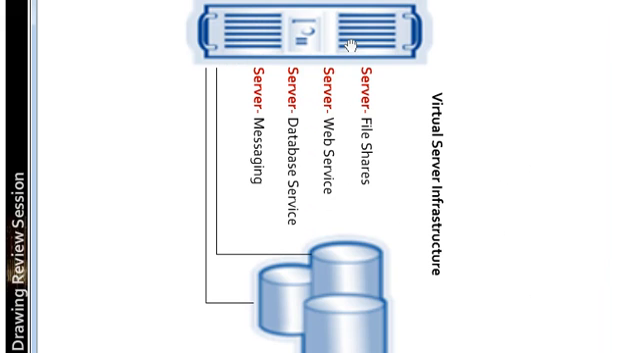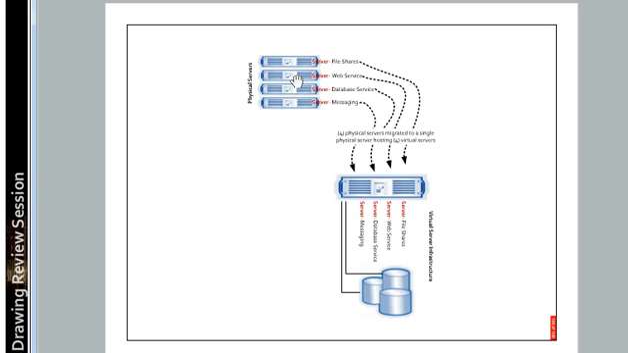One important note about this is the availability of this single point of failure now. Remember, in your environment beforehand, we had four servers here. So if we lost the file share server, web services, database services, and messaging were still active. In this model, if we lose this physical server, we're going to lose all four services.